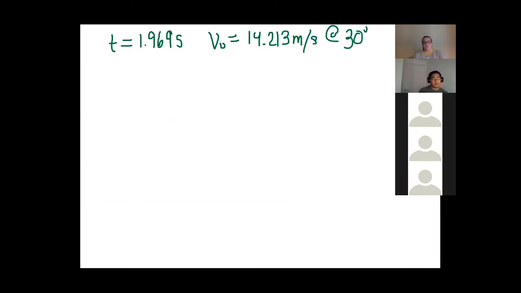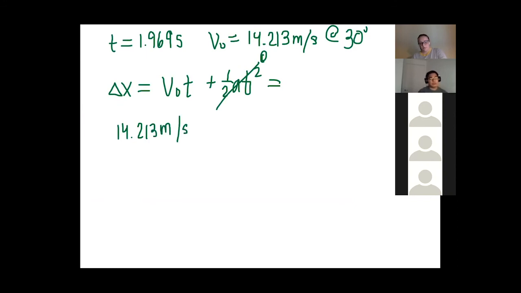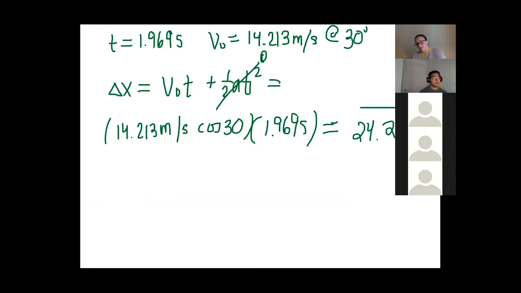So again, we know that t is equal to 1.969 seconds, and that v initial is equal to 14.213 meters per second at 30 degrees. So we do the same thing as we did for the first step. We have our delta x, which is what we're solving for. We have v initial times t plus 1/2 a t squared, except in the x direction there is 0 acceleration. So we know that it is just equal to 14.213 meters per second times cosine of 30 this time, times time, which is 1.969 seconds. This gives us a distance of 24.24 meters, and that would be our final answer.